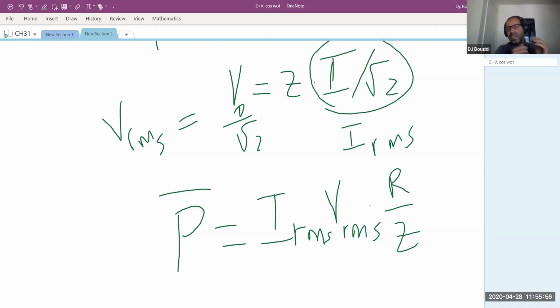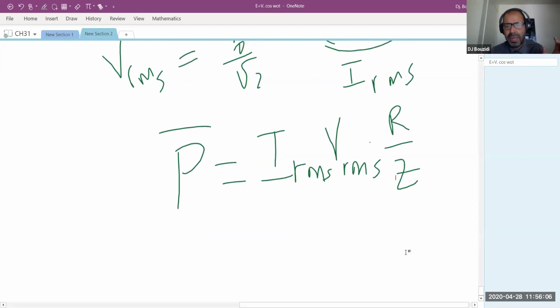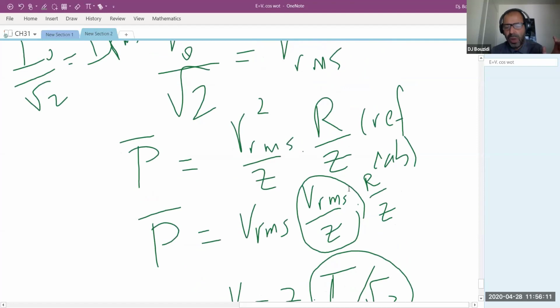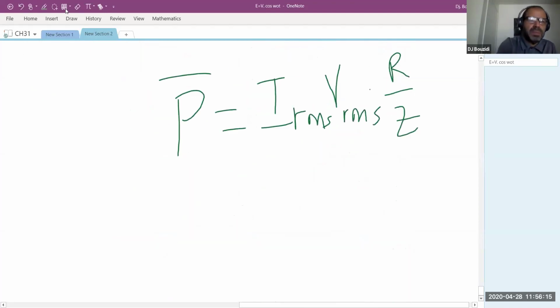Okay, or cosine of phi. That's R over Z is cosine of phi. So that's basically in a nutshell how the expression looks like. You can write it in many, many ways now. You can write it in terms of V RMS if you like, times squared times R divided by Z squared. However you write it, it's going to be the same thing.